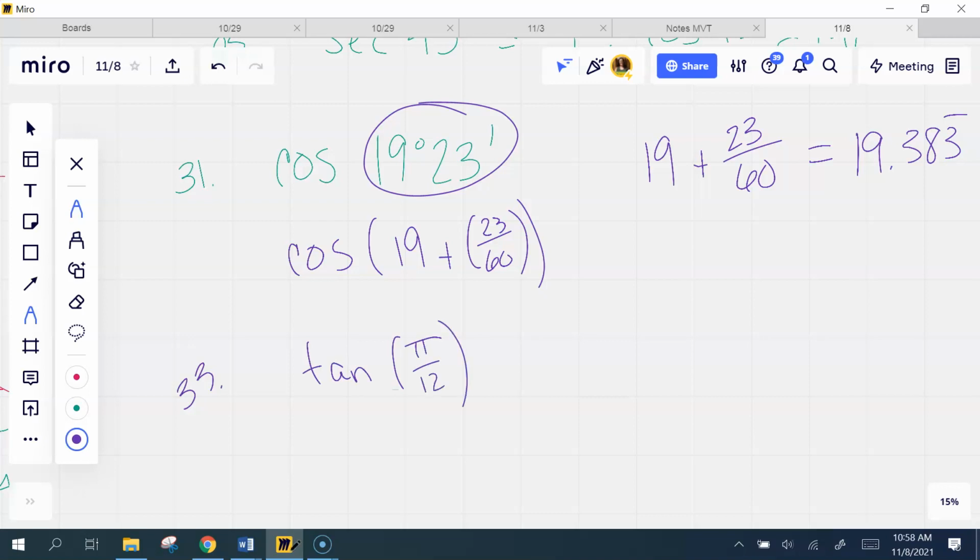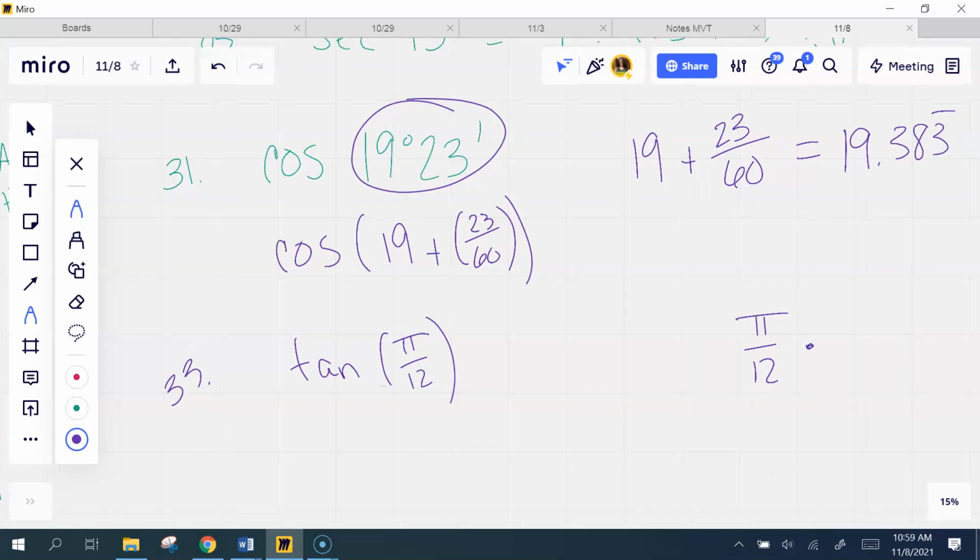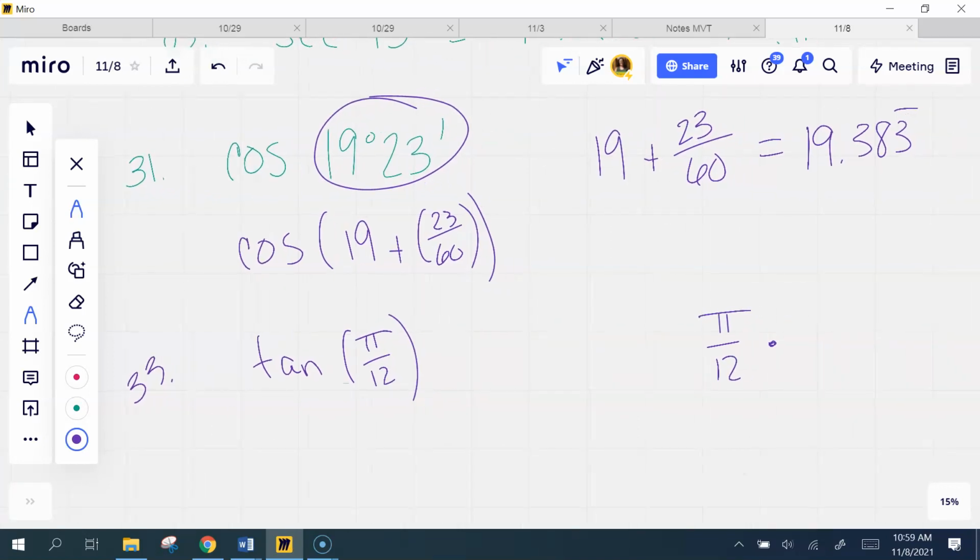Now, if you want to go in and hit mode and change your calculator to radians, you certainly may. And then you could type pi over 12. Or you could say, well, I know that pi over 12 is the same thing as, how do I change that over to degrees? I want the pi to go away, and that's exactly right. There's 180 degrees in one pi. What's 180 divided by 12? 15 degrees. So I'm finding the tangent of 15.